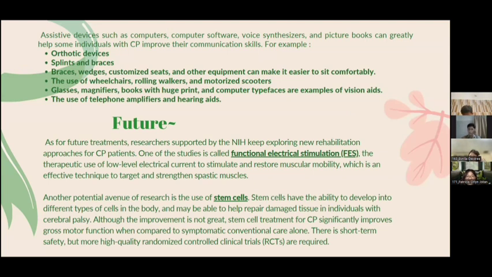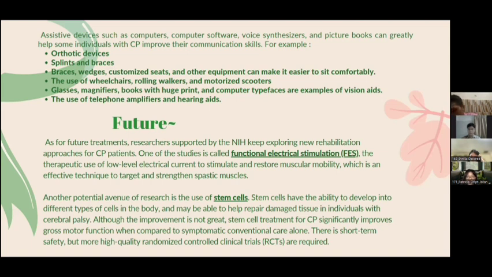As for the future treatments, researchers supported by the NIH keep exploring new rehabilitation approaches for CP patients. One of the studies is called functional electrical stimulation, the therapeutic use of low-level electrical current to stimulate and restore muscular mobility, which is an effective technique to target and strengthen spastic muscle.